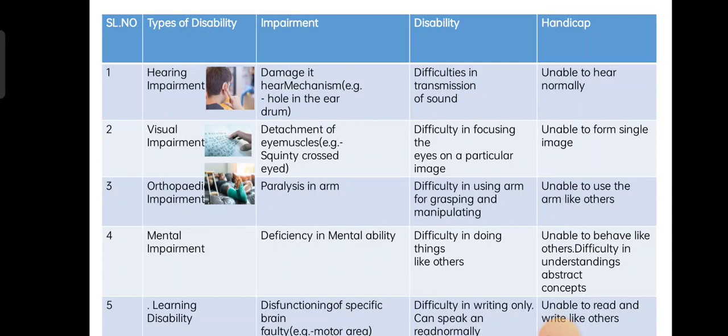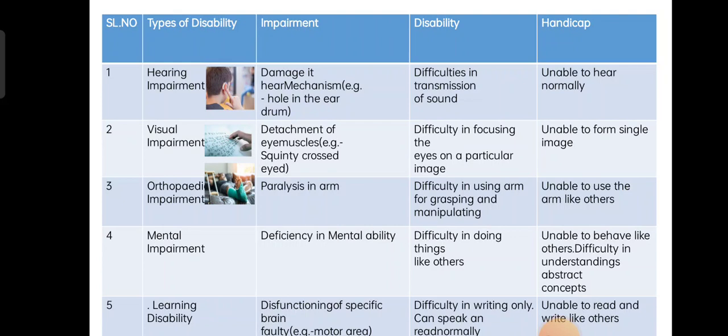Okay, what is the meaning? Under disability, what is impairment? Under handicapped, what is impairment? So here we have taken the topic. The first one is hearing impairment. Under this, see, it is a damage in the ear. Maybe some hole in the eardrum. You may get some damage, so because of that, you may lose hearing.